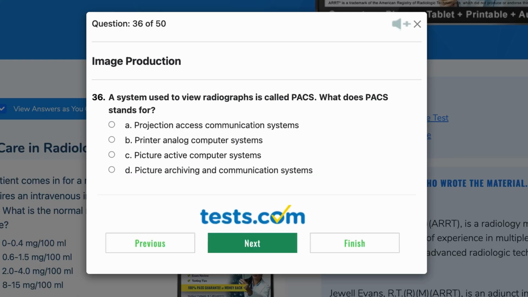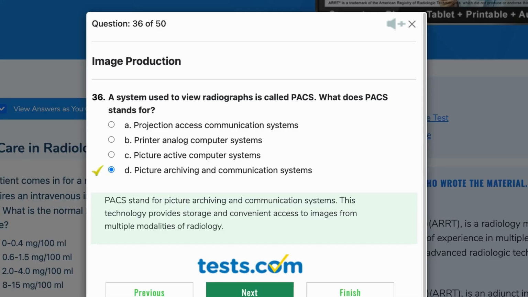Question 36. A system used to view radiographs is called PACS. What does PACS stand for? A. Projection Access Communication Systems, B. Printer Analog Computer Systems, C. Picture Active Computer Systems, D. Picture Archiving and Communication Systems. D. Picture Archiving and Communication Systems.